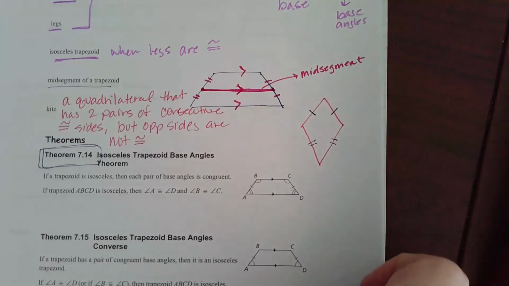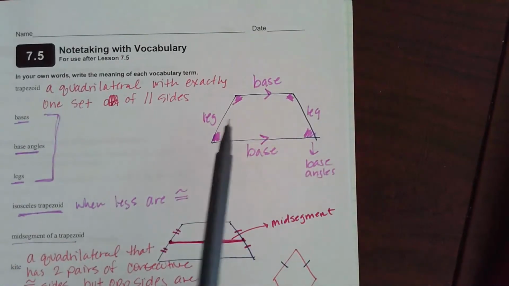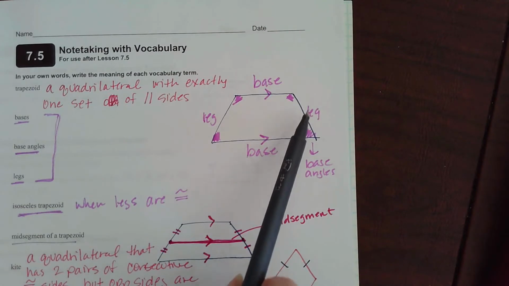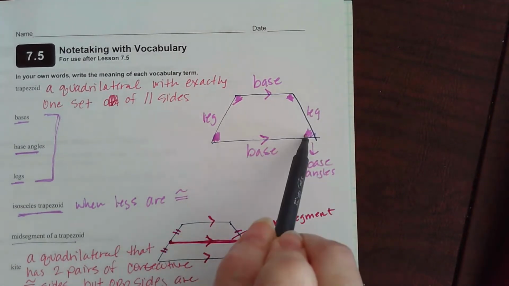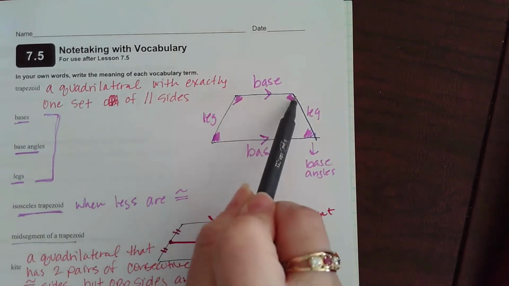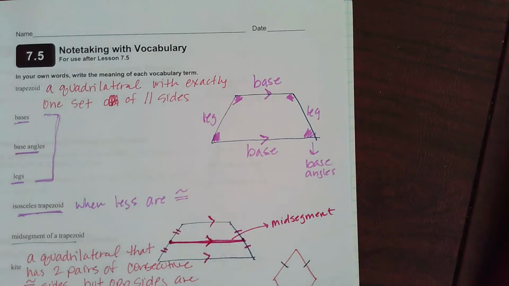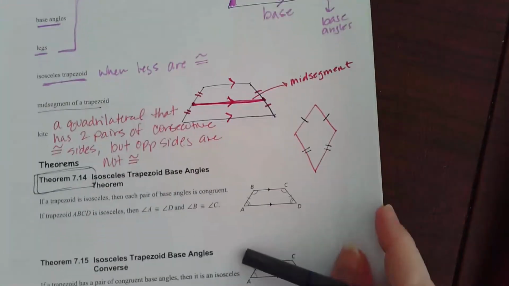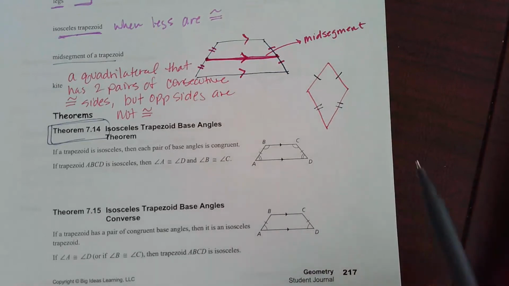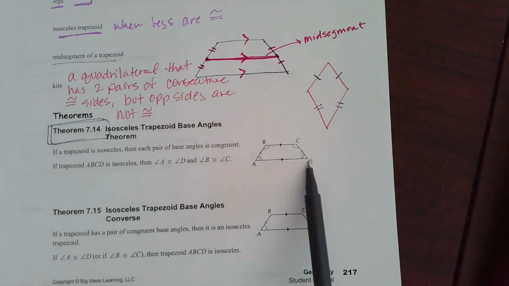So what that means, if we go up to this one, is let's say we knew that this leg is congruent to this leg. That means these two angles have to be equal to each other, and then these two angles have to be equal to each other. There are going to be times when that's extremely relevant. Like here, they just wrote A and D are congruent, and B and C are congruent.